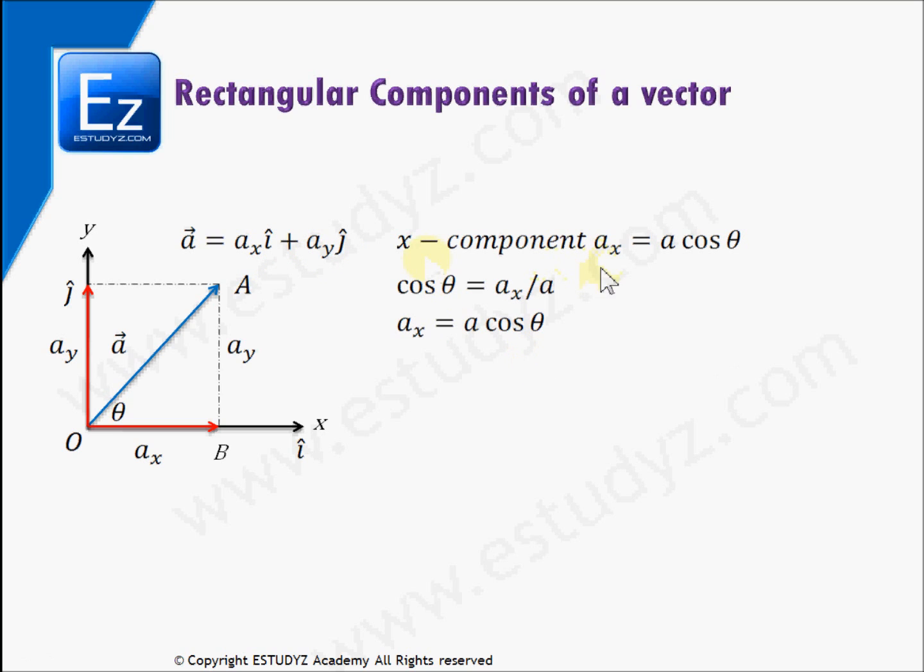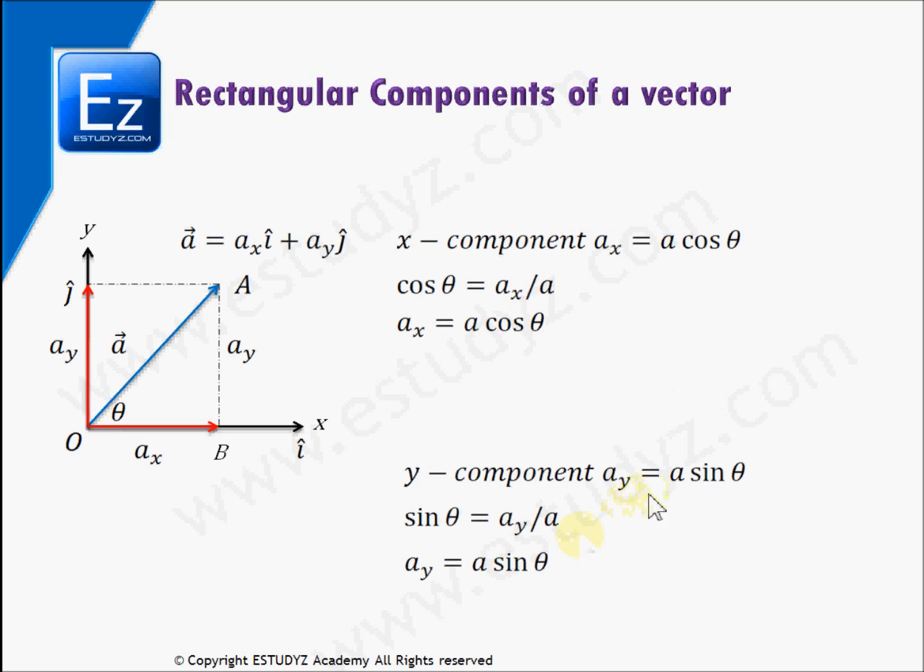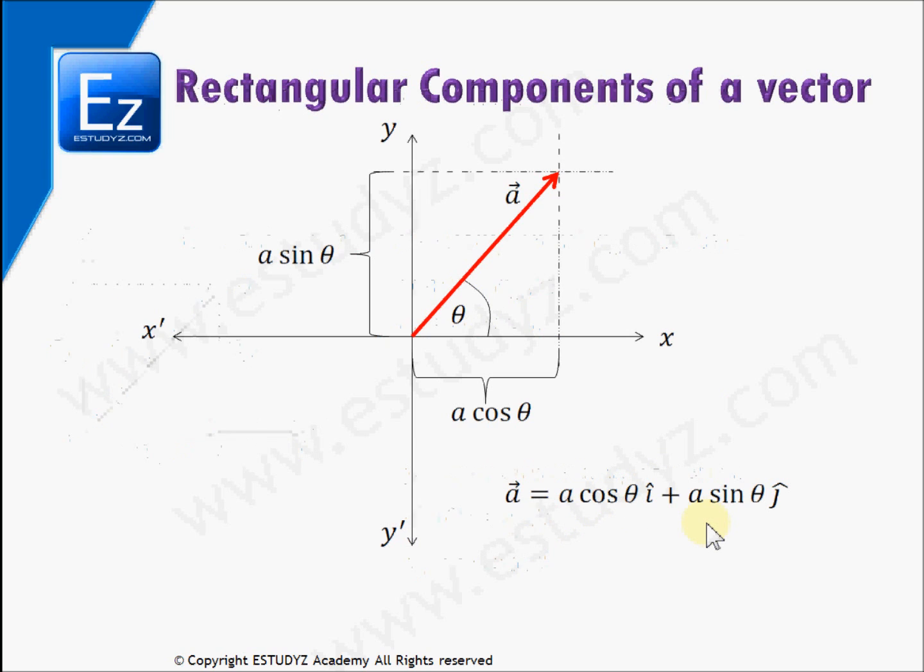So the x component is Ax, which is equal to A cos of theta. You can also prove it by cos of theta in this triangle OAB. That would be Ax by A, or Ax equals A cos of theta. Similarly, the y component is Ay, which is equal to A sin theta.